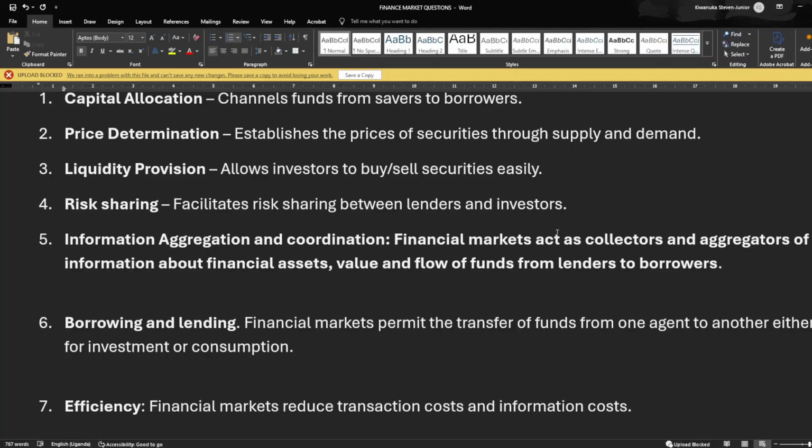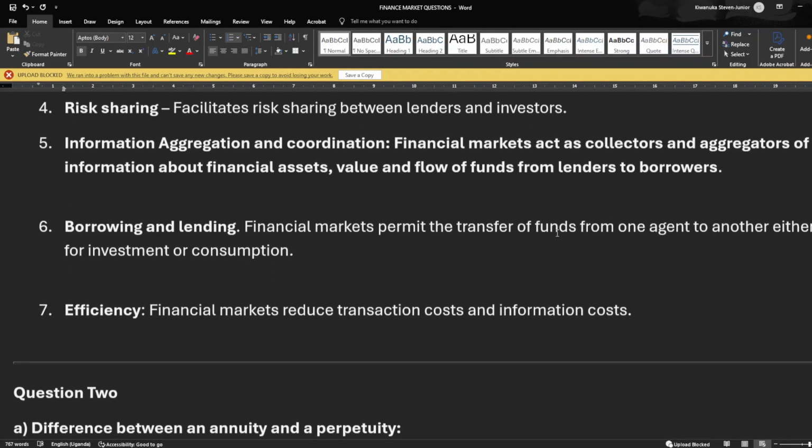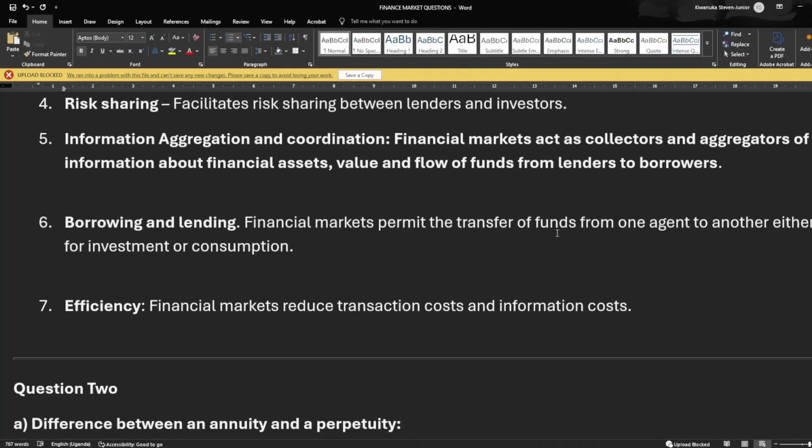Financial markets permit the transfer of funds from one agent to another, either for investment or consumption. It is also an important function of financial markets. They also promote efficiency, where financial markets reduce transaction costs and information costs. Sometimes there are information costs, but if you're in the financial markets, it will always be readily available for free.